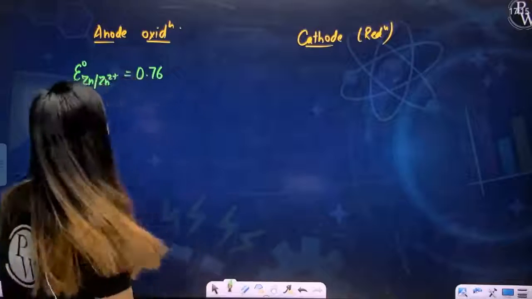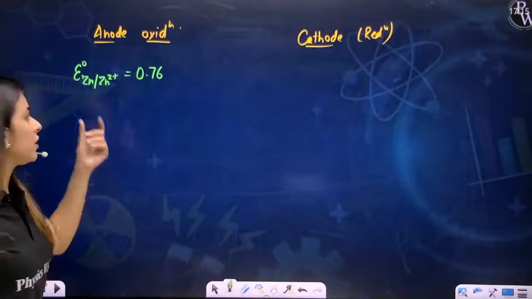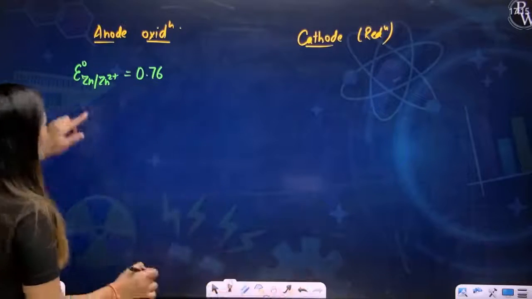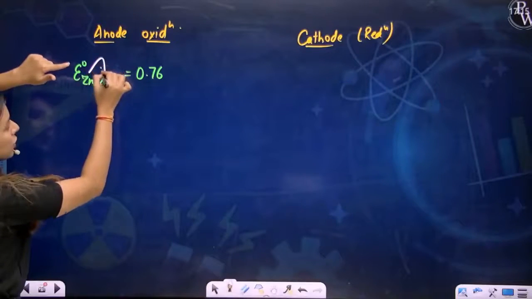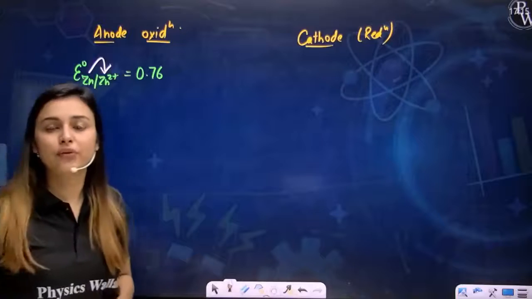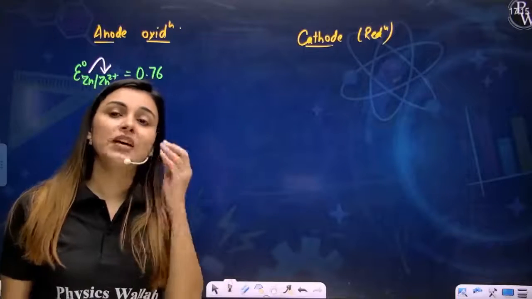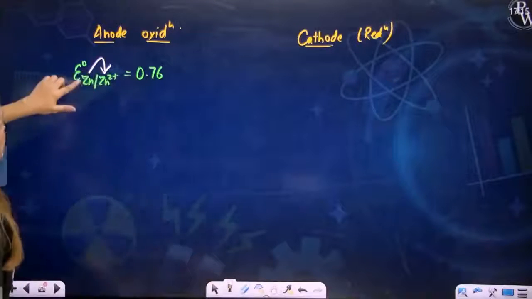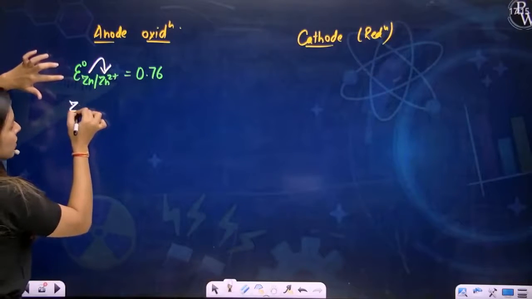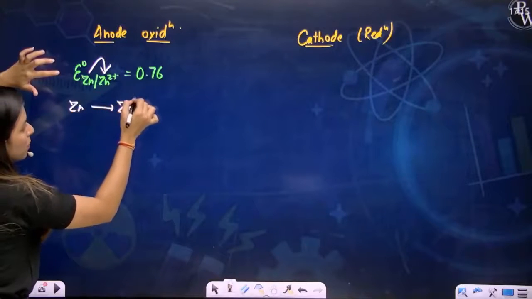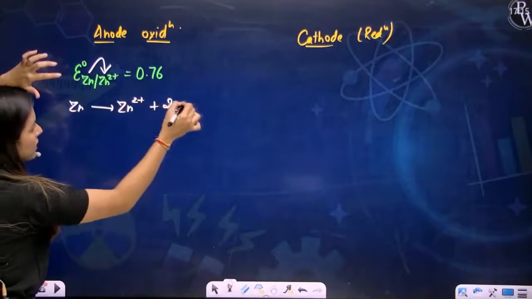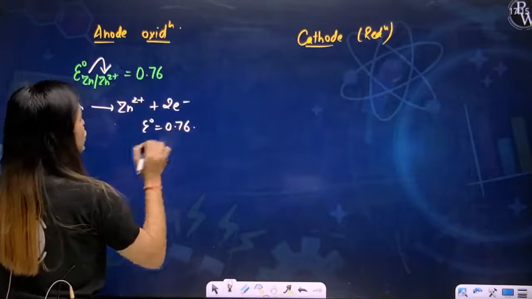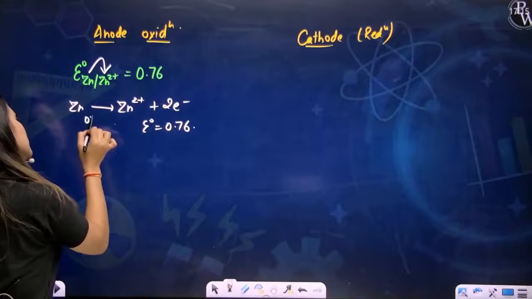What you can understand, if you are given something like this in a question, is that this particular part gives you the direction of your reaction. In the representation of E0 values, you are actually given the direction of the reaction. So this E0 value is for zinc going to zinc 2 plus and 2 electrons, and this E0 value is 0.76. So my dear students, I can see oxidation is taking place.